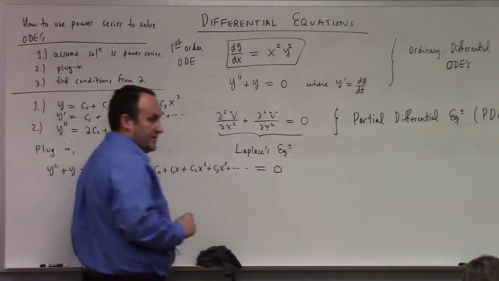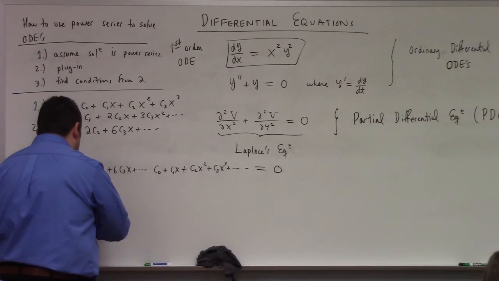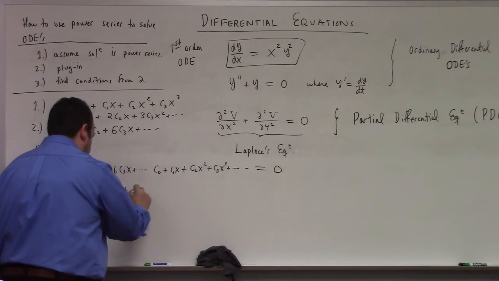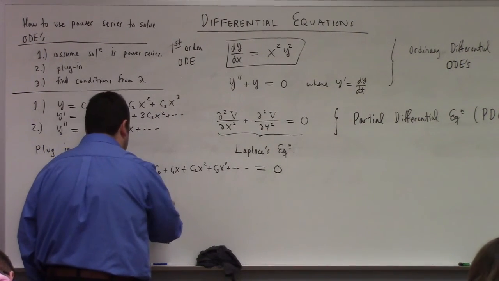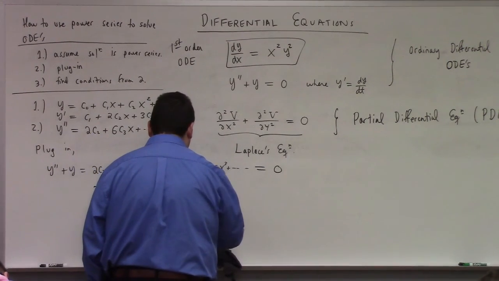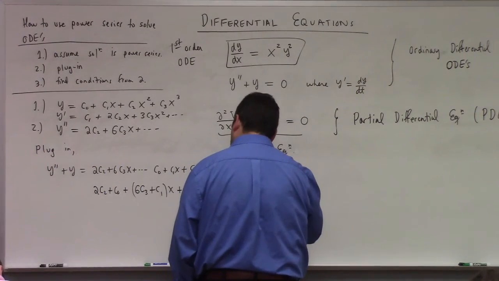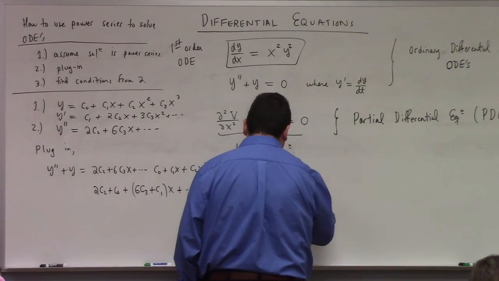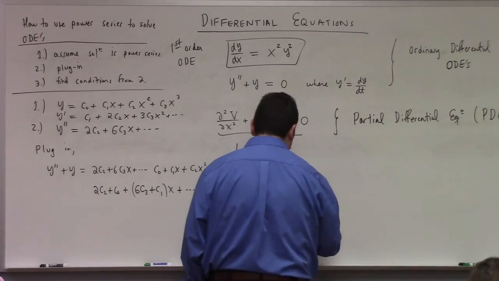It's equal to 0 by assumption, right? So what does that tell you? If you look at the constant terms, we've got 2c2 plus c0, plus 6c3 plus c1 times x, right? Plus, well, higher order stuff. I'll just look at the constant term and the linear term. That's enough. And so what this tells me is that c2 is equal to minus 1/2 c0, and c3 is equal to minus 1/6 c1.